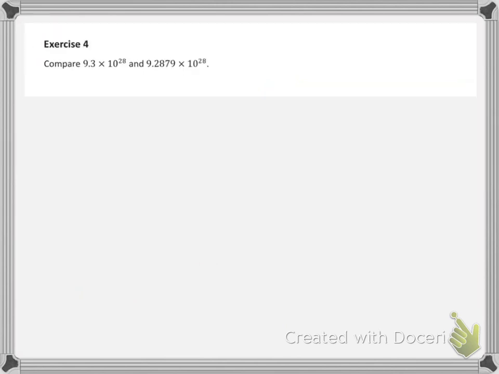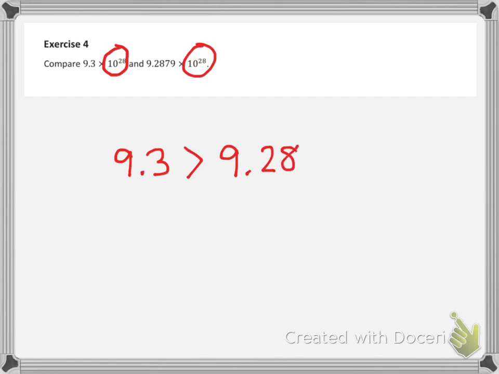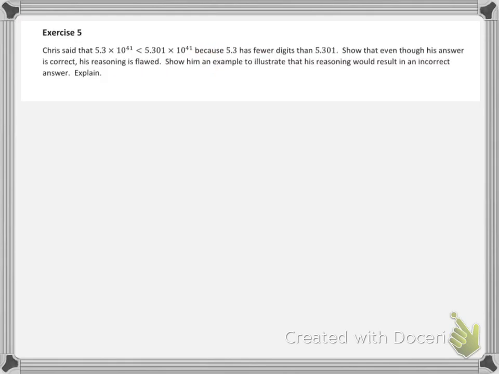All right. Exercise 4 is next. We're going to compare 9.3 times 10 to the 28th and 9.2879 times 10 to the 28th. This is nice because I have 10 to the 28th in both numbers. So I just have to compare the first two numbers of each, and so I get 9.3 is greater than 9.2879. So there we go. The first number is bigger than the second. All right, that's good. And one more, exercise 5.